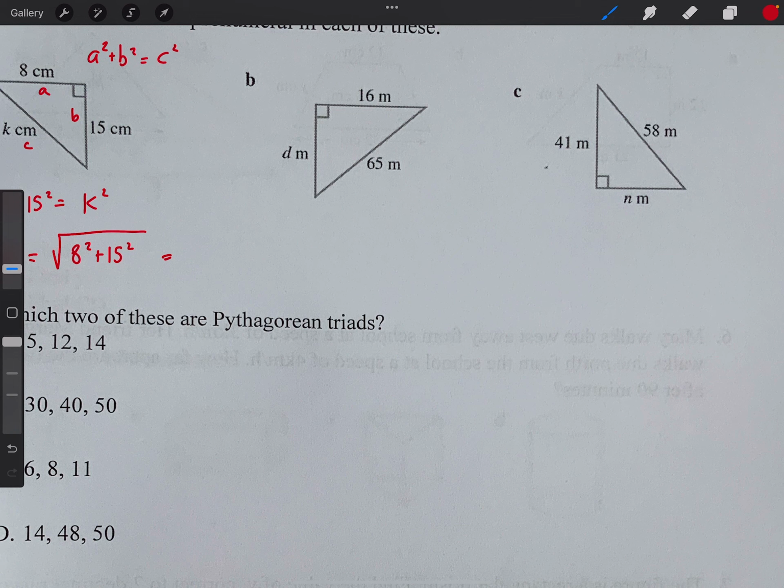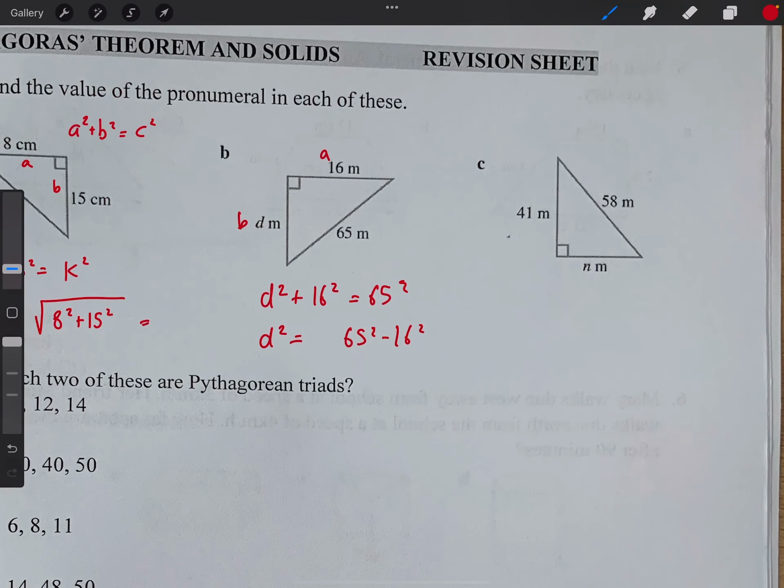Question B. Now, A and B can be either that, or A could be here, B could be here. It doesn't really matter. Either way, you can say that d squared plus 16 squared is equal to 65 squared. So d squared is equal to 65 squared, take away 16 squared. So therefore d is equal to the square root of 65 squared, take away 16 squared. Work out whatever number that is and then square root it.